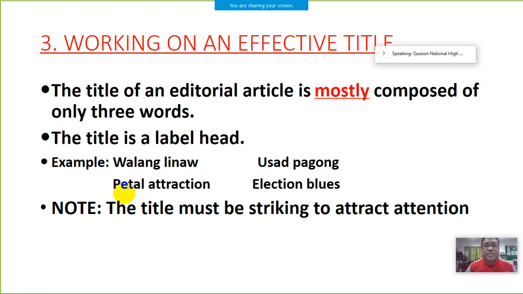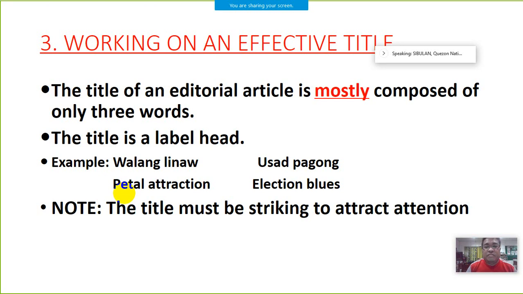So the next step is to craft an effective title. For some writers, they write their title after finishing their editorials. But for some other writers, they craft a title first. So in this lecture, I prepared to craft a title first. The title of an editorial is mostly composed of 1 word, 2 words, and 3 words at the most. I highlighted the word mostly because there are some other newspapers with editorial titles of more than 4 words or so. So the title is a label head.